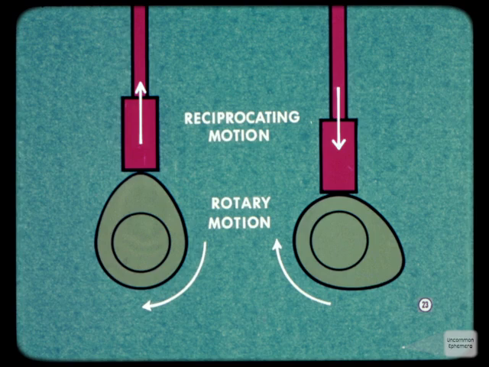A camshaft changes rotary motion back into reciprocating motion by means of camshaft lobes with a specially designed eccentric shape. As the high point of each lobe comes around, it moves the push rod upward to open the valve. When the low point of each lobe comes around, the valve closes with the help of the valve spring.